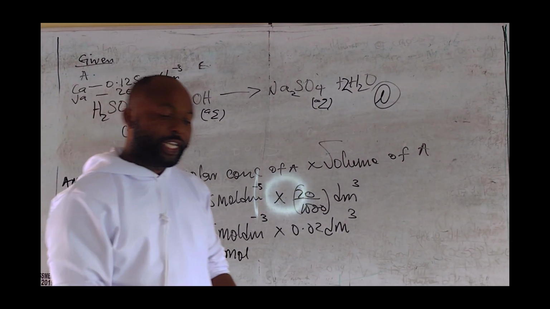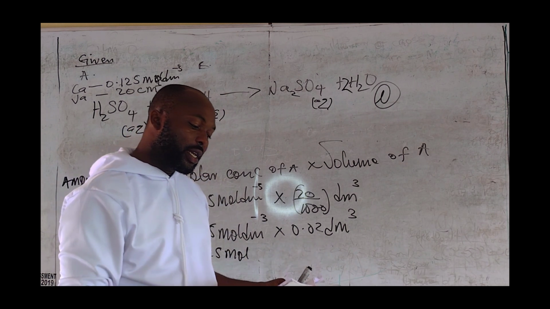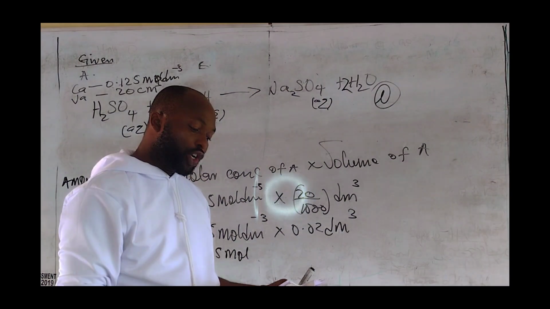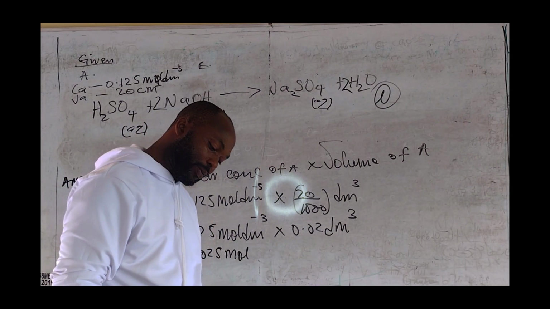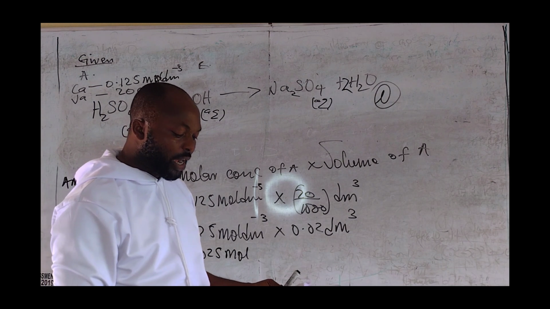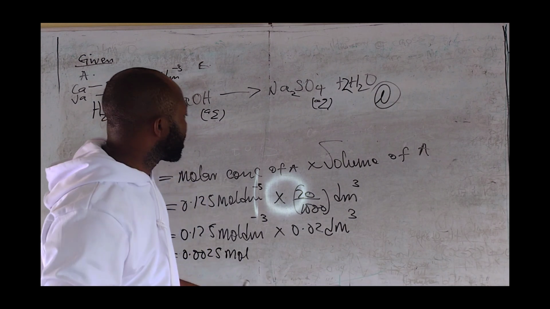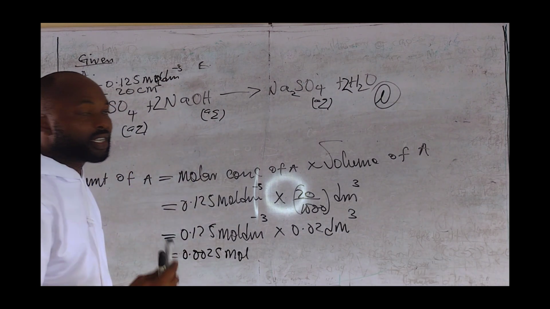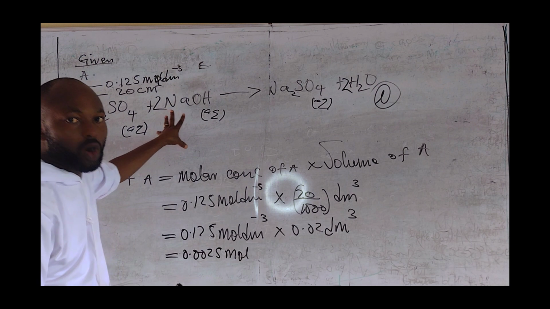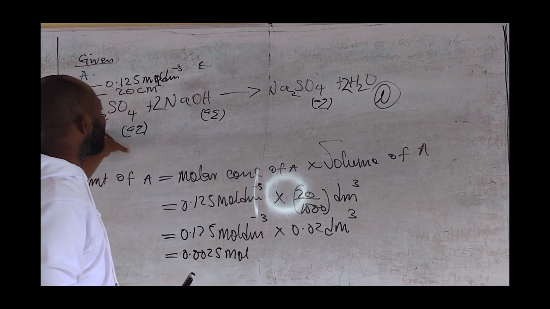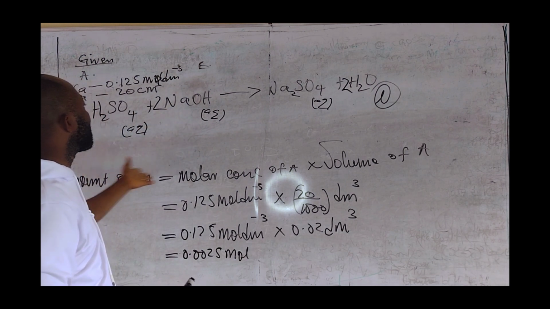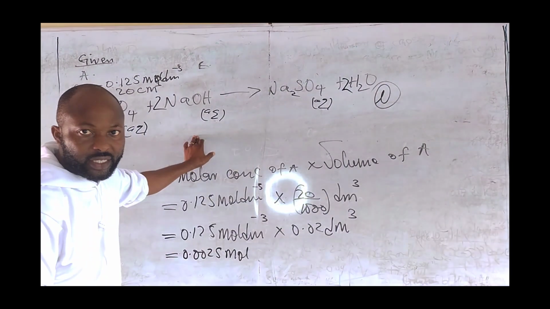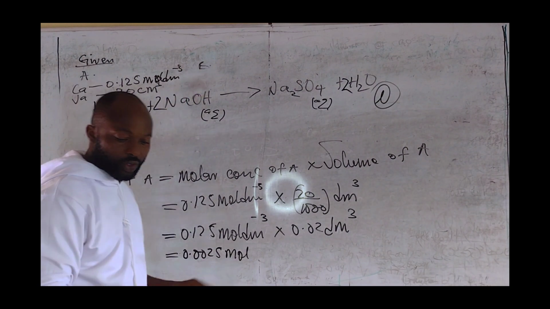Remember, let me go through the question again. It says that if 20 cm cube of 0.125 mole per dm cube of tetraoxosulfate(VI) acid solution reacted with a solution of sodium hydroxide, calculate the amount in moles of sodium hydroxide required. No other variable was given to us for the amount of sodium hydroxide. I think that is the reason why they asked us to balance the equation, to use the mole concept. 1 mole of this gives us 2 mole of this, then 0.0025 mole of this will give us what of sodium hydroxide? That's what we're going to do right now.